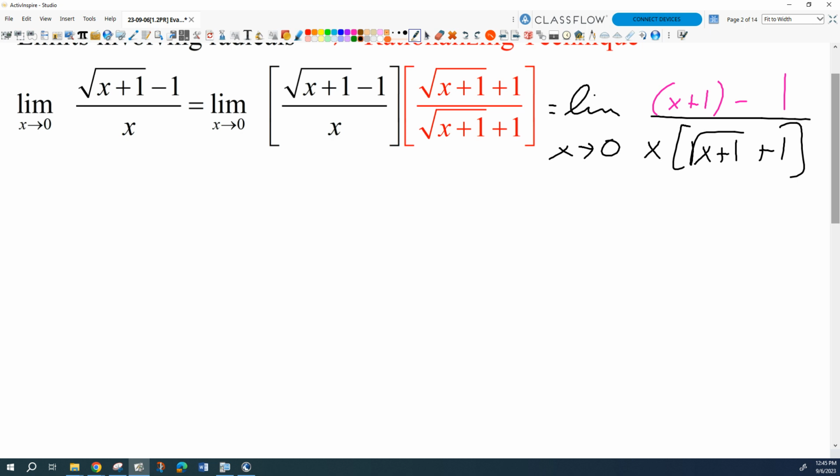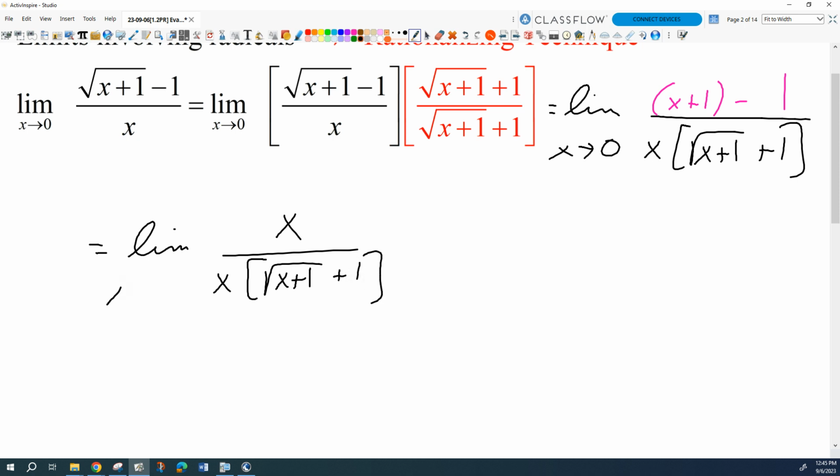If we simplify this expression one more step, what do we get on the top? X. There you go. We get x. On the bottom, we get x times the quantity square root of x plus 1 plus 1. And what happens algebraically? What cancels? The x's. Didn't we know that had to happen though? Because what's the factor that's going to go to 0 when x approaches 0?